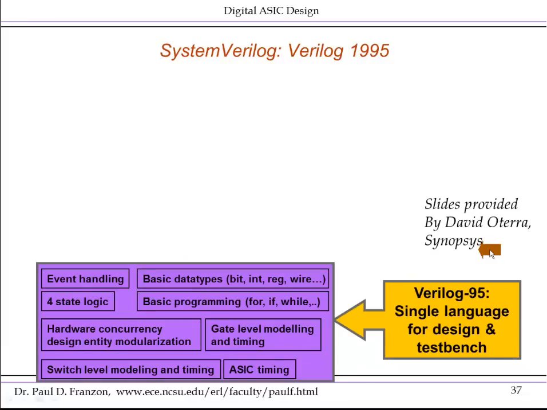So a little bit of the structure here. First, I want to thank David Otero of Synopsys, who gave me these slides. Verilog 95 was a basic language for capturing hardware, including the RTL subset. So it included some basic data types, some basic logic structures, event handling to manage the simulation, and so on.